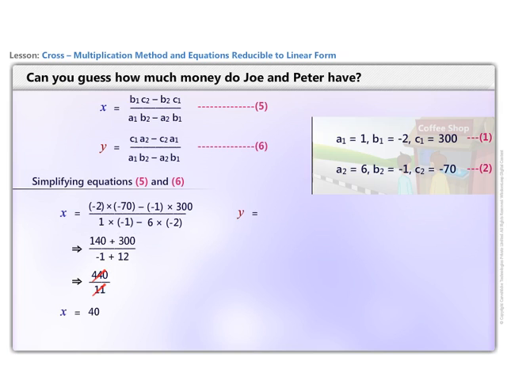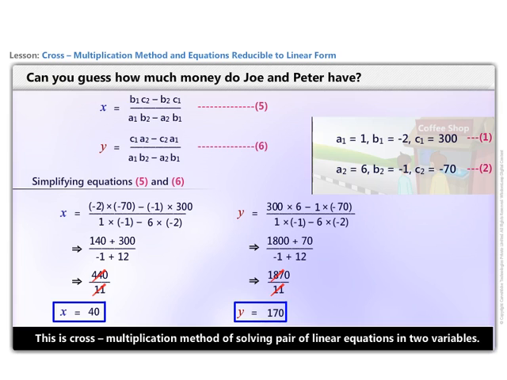The value of y is equal to (300 × 6 - 1 × -70) divided by (1 × -1 - 6 × -2). Simplifying and solving for y, we get y = 170. This is the cross-multiplication method of solving a pair of linear equations in two variables.